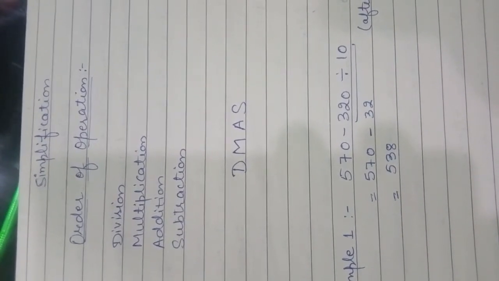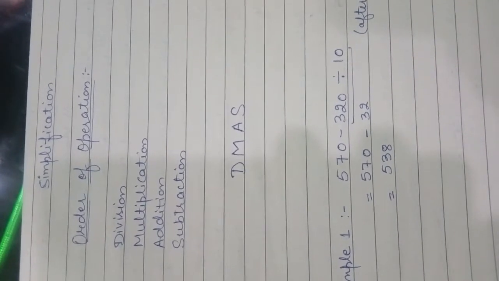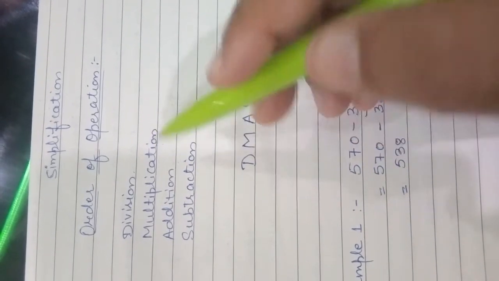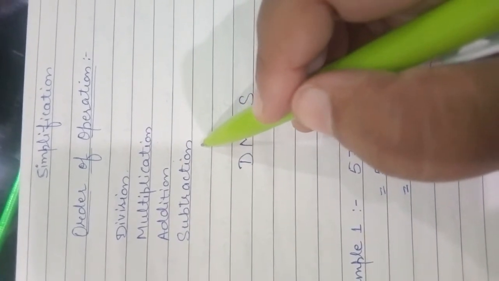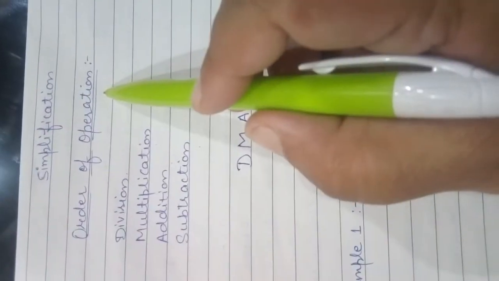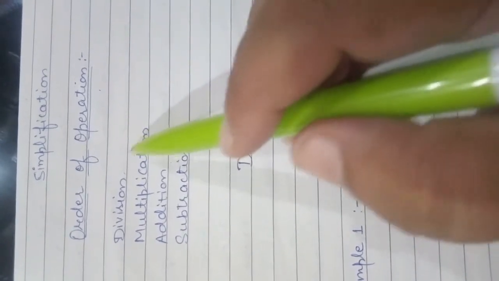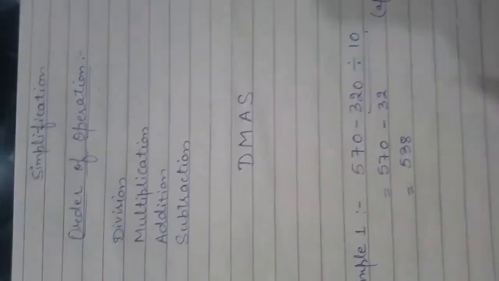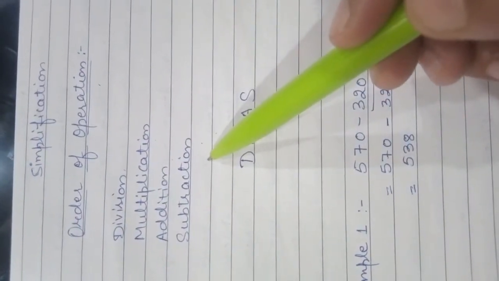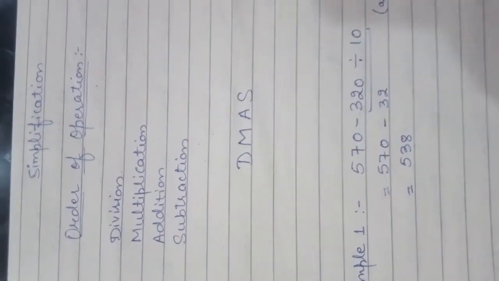Today we will do simplification by using four fundamental operations. The four basic fundamental operations are division, multiplication, addition and subtraction. So today we will discuss the order of operation. The various basic operations are addition, subtraction, multiplication and division. When we have all these operations in one problem, we follow a certain order. Let us look at that order.